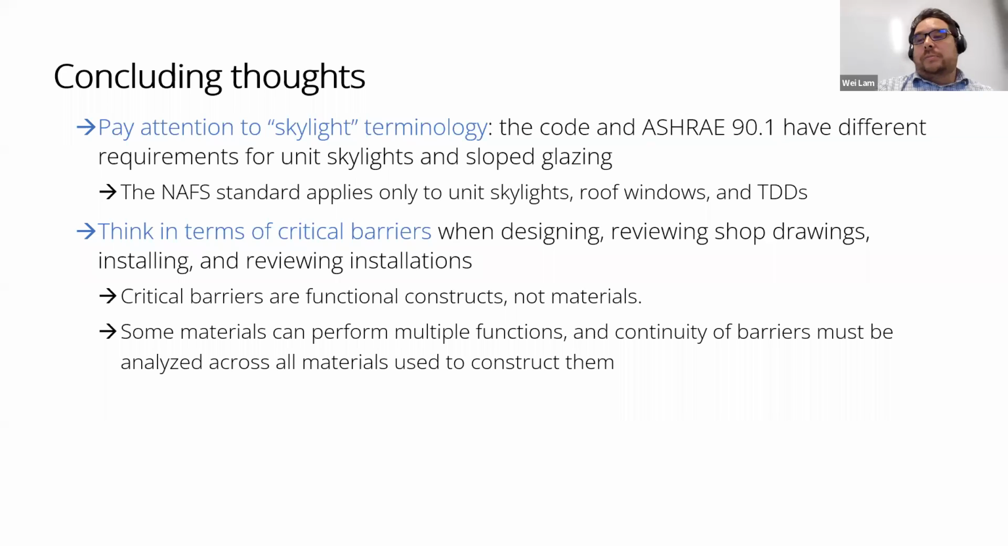And think in terms of critical barriers, right? This is part and parcel to everything, at least that I do, to think about heat, air, and moisture. How are we controlling those elements and loads across these systems? And the last point here: some of these materials, as we saw, perform multiple functions in terms of continuity of those barriers, and should be considered carefully as you're detailing those.